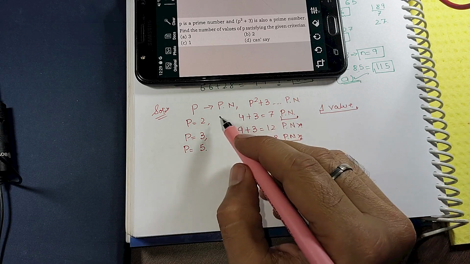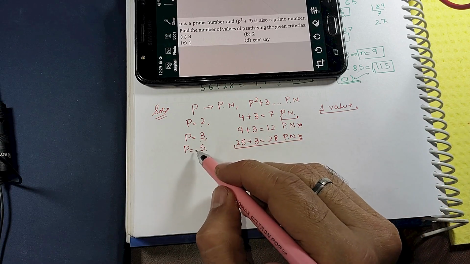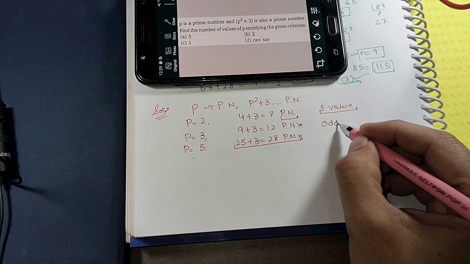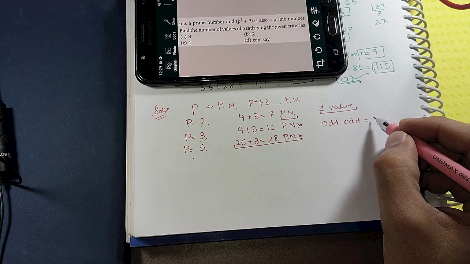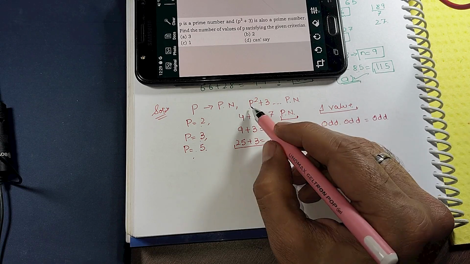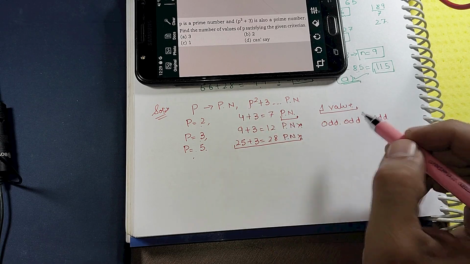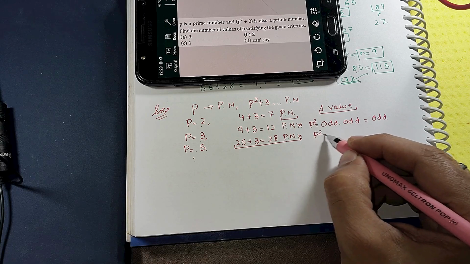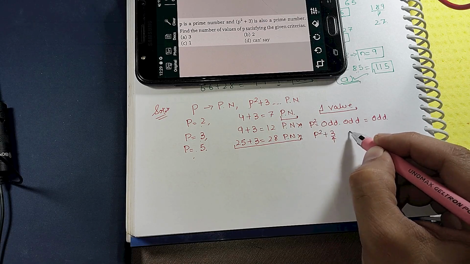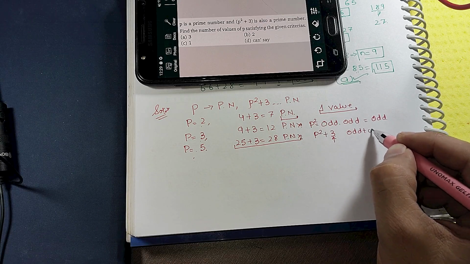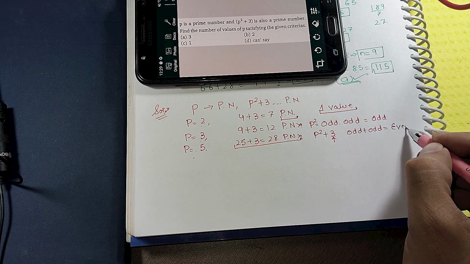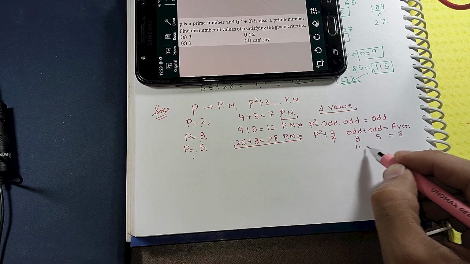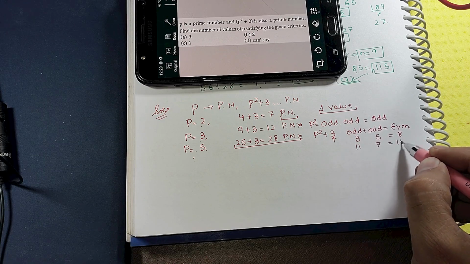Now, after 2 all the prime numbers are odd. Odd square, odd multiplied by odd, will always give me an odd number, right? Now when p is an odd number, p square is odd, so it is established that p square will be odd. Now p square plus 3, what does that mean? This is also an odd number, so odd plus odd will always give me an even number. We can take some examples: 3 plus 5, so this is 8. 11 plus 7, so that is also even.